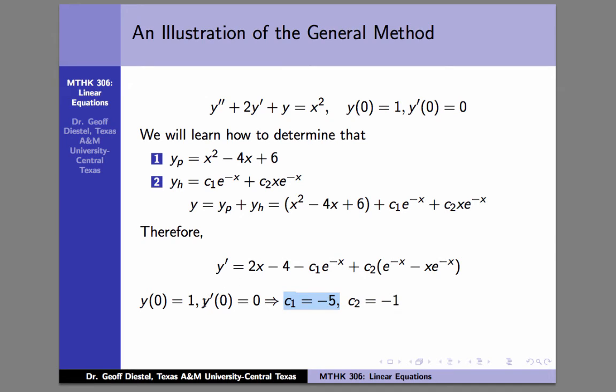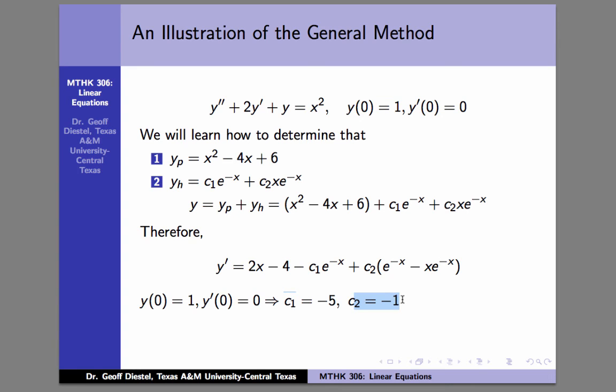Now we take the second initial condition. y prime of 0 equals 0. We go to y prime. Let x equal 0 in this case. Again, a lot of things simplify. And we take that expression, after we plug in 0 for x, we set it equal to 0. We also plug in negative 5 for c1, and we just do a little algebra, and we find that c2 is the constant negative 1.